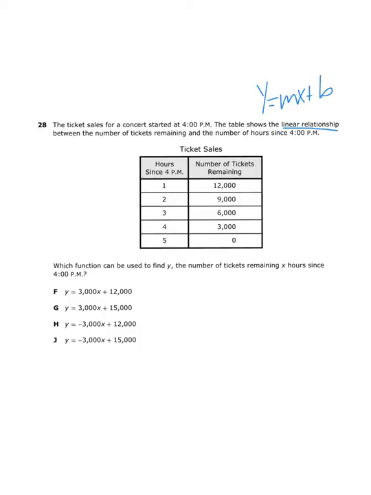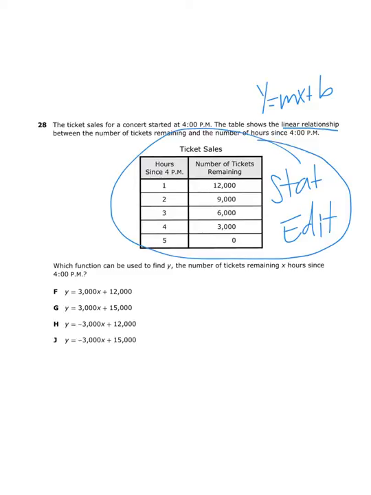So anytime you're doing that, anytime you see a table, think stat, edit. Okay, so again, anytime you see a table, I want you to think stat, edit. And then you can use that information to find the answer, and in this case, the answer would be J, because the slope is negative 3,000, and the y-intercept is 15,000.